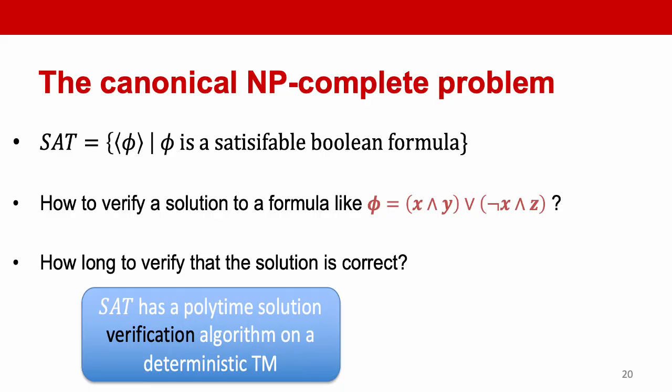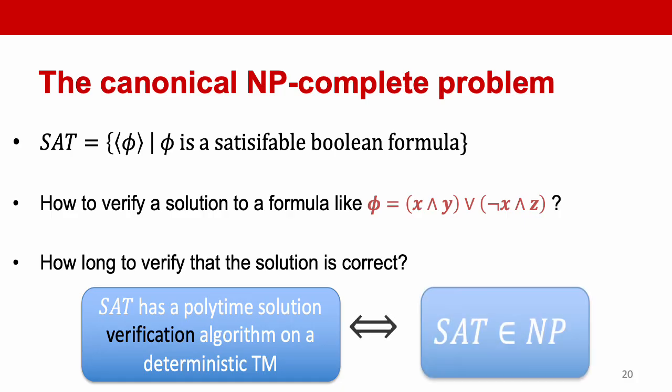So that means that SAT has a polytime solution verification algorithm on a deterministic Turing machine. And that means that SAT is in NP. This is going to be true of any problem: if it has this polytime verification algorithm on a deterministic Turing machine, then it is in NP.